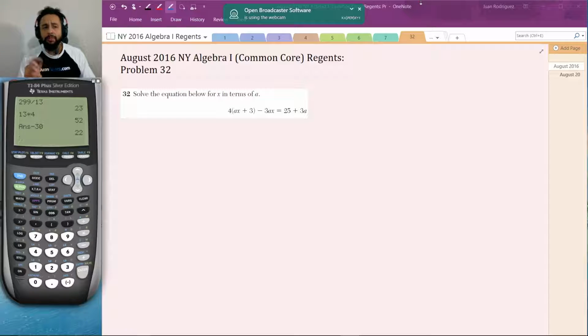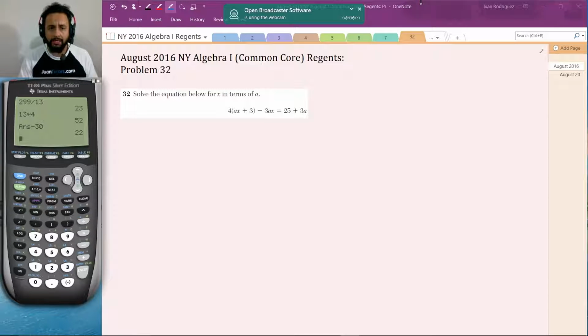So here's the problem. Solve the equation below for x in terms of a. 4 times (ax plus 3) minus 3ax equals 25 plus 3a. So how to do this problem? We've got to isolate the x. That's really it. We have to perform operations that get x on just one side, and get rid of everything else around the x.